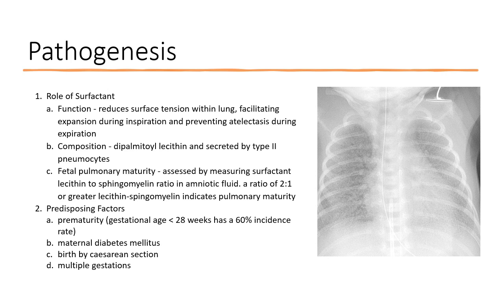Now, what are the predisposing factors? First is prematurity. Gestational age less than 28 weeks has a 60% incidence rate. Second is maternal diabetes mellitus. Third is birth by cesarean section. And lastly, multiple gestations.